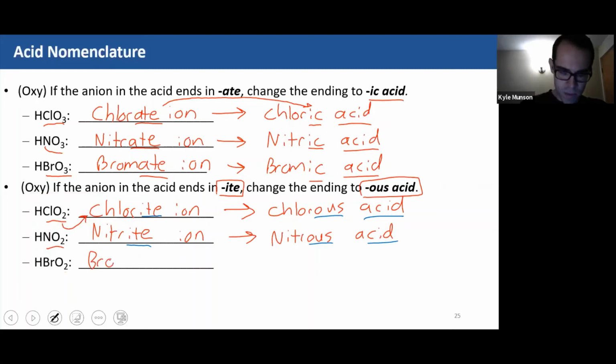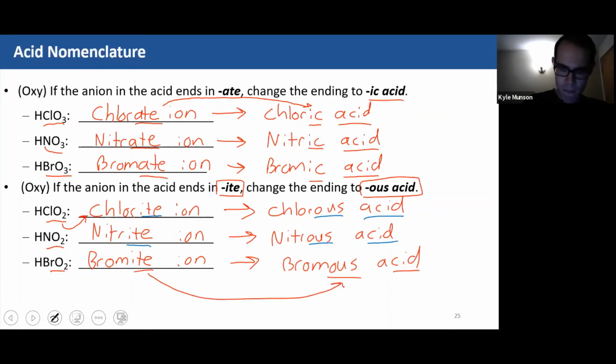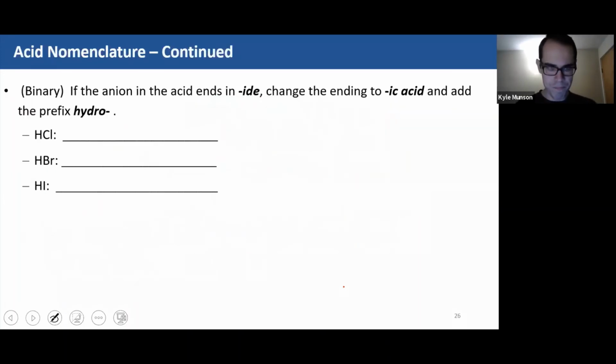Okay, this is bromite. So this is bromous acid, okay? All right, so this is the rules for naming acids. So let's do examples together. Oh, finally, hold on. Let's not do examples yet. Well, we haven't talked about binary acids yet.